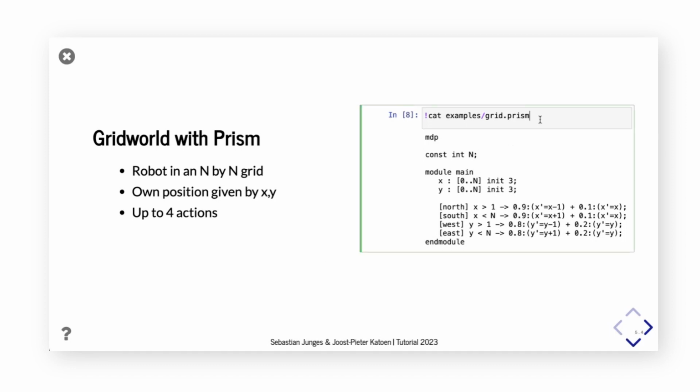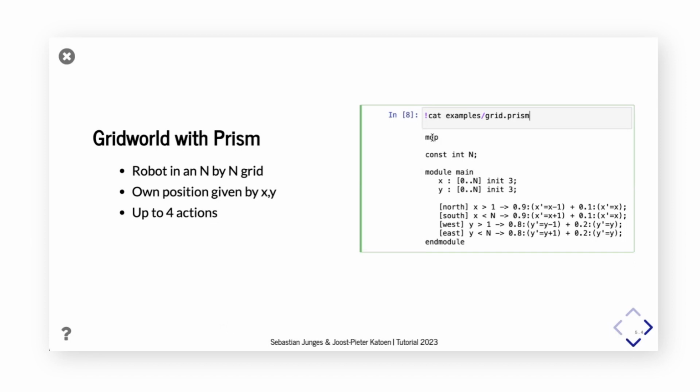Here is a Prism file now for a grid. So think about a robot that is in an n times n grid. It's a very discrete, simple abstraction of the world, and the position of this robot is given by now 2 variables, the x variable and the y variable. And we have the 4 actions that correspond to taking cardinal directions. Now, how does this look in a Prism format?